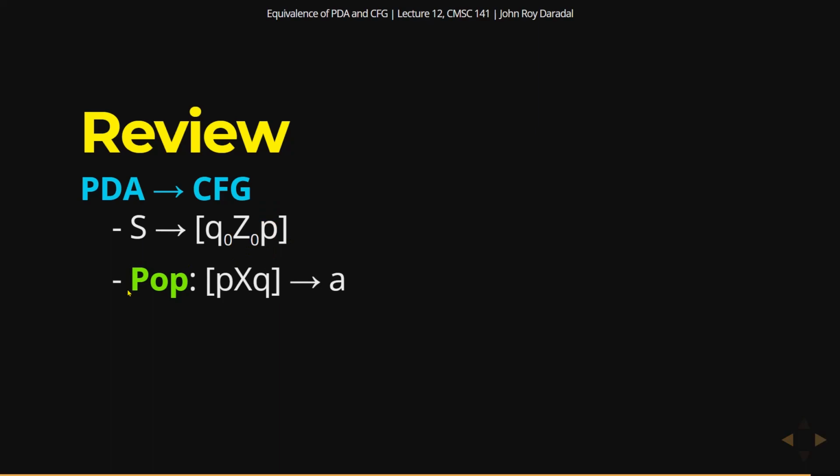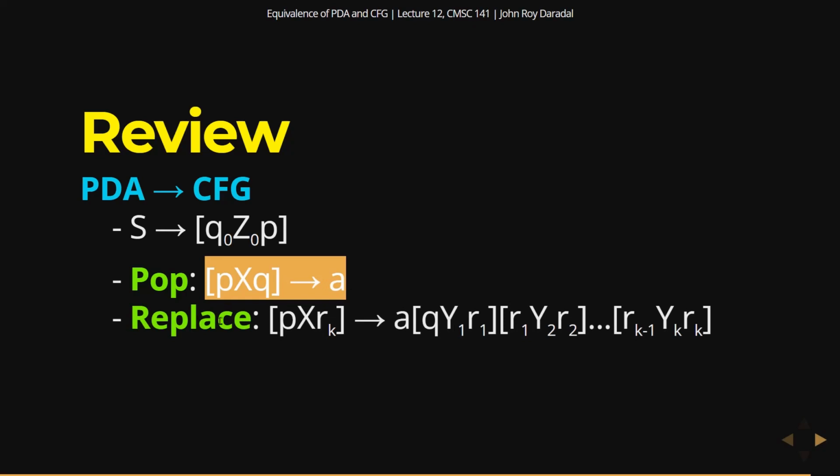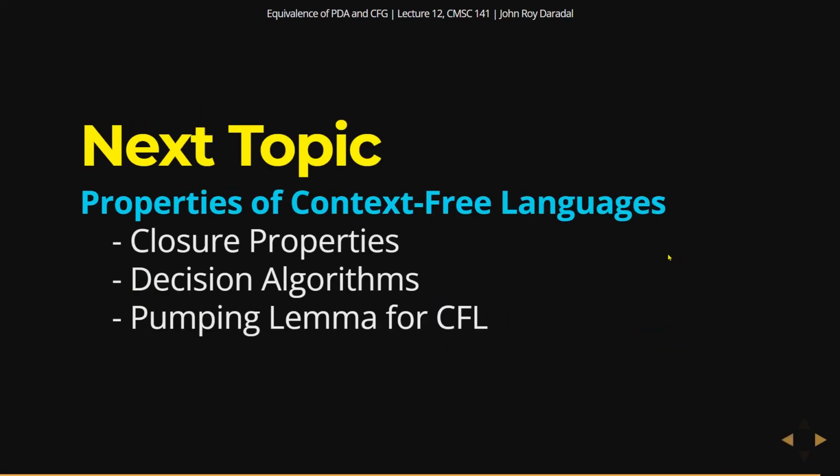And then for all the pop pattern transition function entries, we will add this production. So PXQ is equal to A. And then for the replace pattern, we have this general form, right? So PXRK is equal to A, QY1R1, R1Y2R2, and so on until we popped off all of the replacement symbols on top of the stack. Okay, so that's it for equivalence of PDA and CFG.